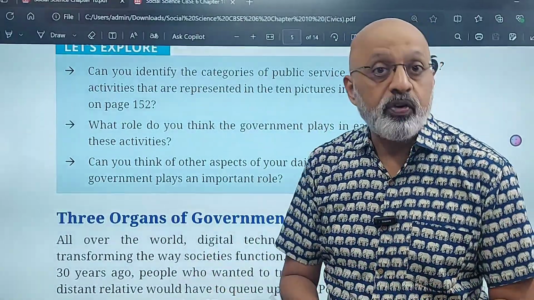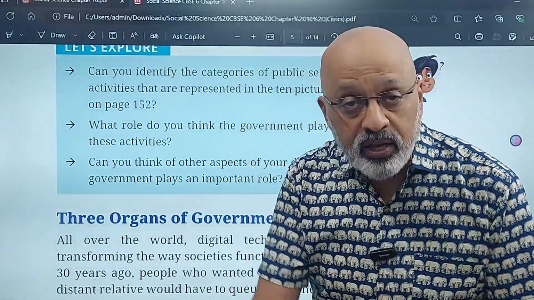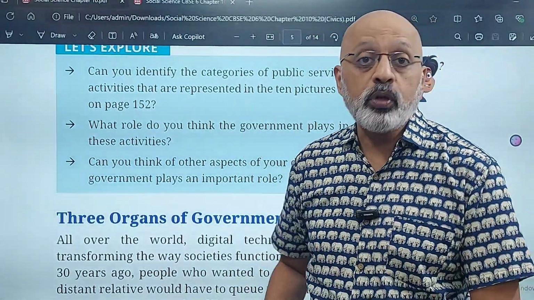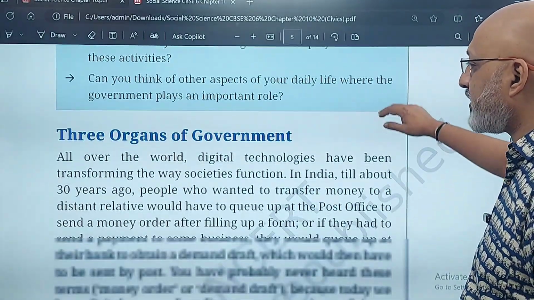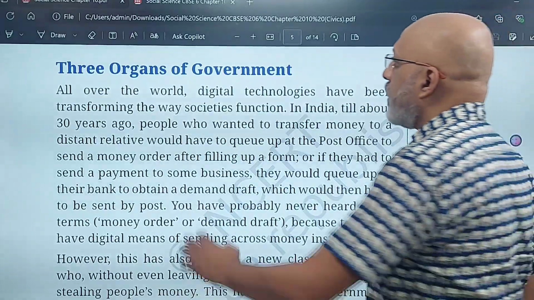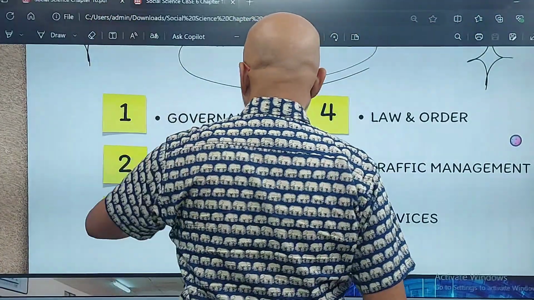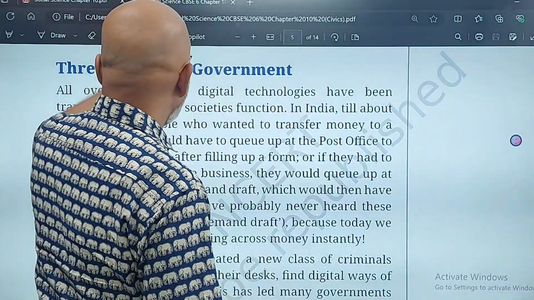So these are some of the national disasters I told you about. In case of any natural calamity, they rush in to provide relief to the people who are affected. Okay, so these are some of the questions. Now let's come to the more important one, the three organs of government. तो ये हो गया. Now इसके बारे में भी बताना है आपको.